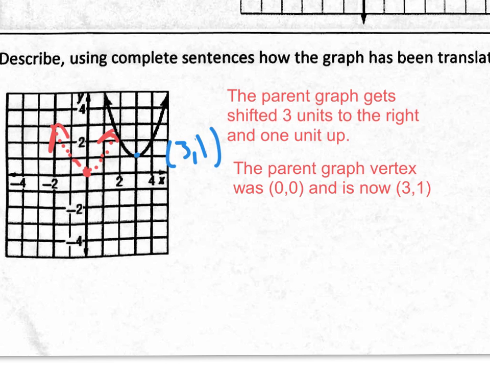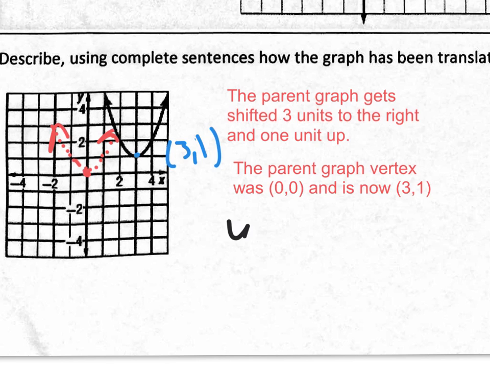And we could even take it a step further, which we should take it a step further on tomorrow's test. Since we now know that our HK is 3, 1, we can now actually write the equation of this parabola. All right, the parent graph was right here, but this new parabola, since it got shifted 3 to the right, we need to recognize that that's the H value. So, and the H value always goes inside parentheses with X. And we know it's a parabola, so it has to be an X squared.